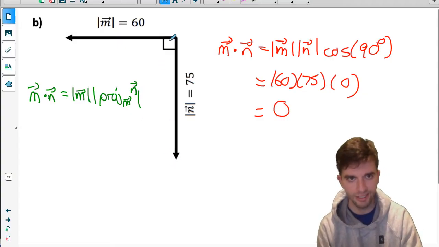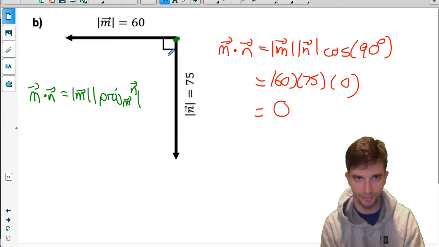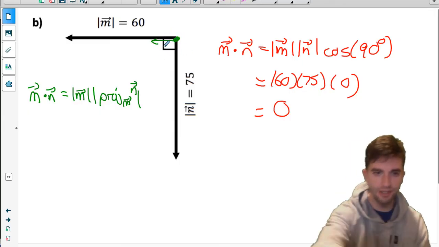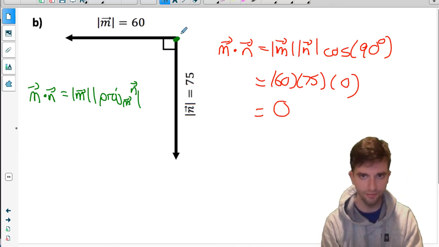Well, if I'm projecting it onto vector m, it has to be parallel to m, and its tail needs to be right here, and its tip needs to go to a place so that when I connect the tips from n to the projection vector, it forms a 90-degree angle, and it already forms a 90-degree angle. So I can't extend that vector anywhere, because then it's no longer a 90-degree angle. So that vector, the projection vector, actually has a magnitude of 0.